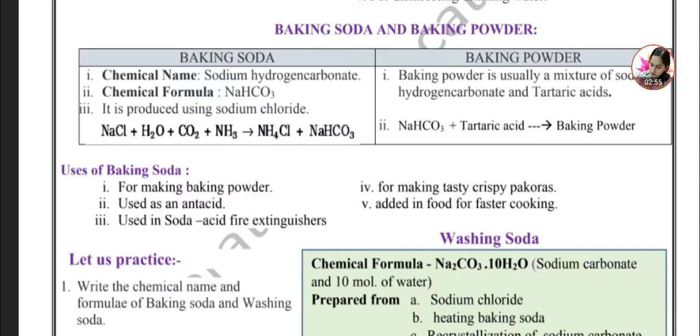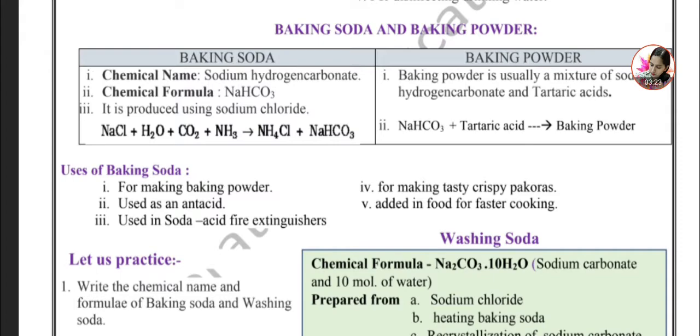And what are the uses? First, making baking powder. Second, it is used in antacids. Antacid means to remove excess acidity. Third, it is used in soda acid fire extinguishers. It is also added in food for making tasty and crispy pakoras and for faster cooking. Your mother adds it in the kitchen when they have to do faster cooking.